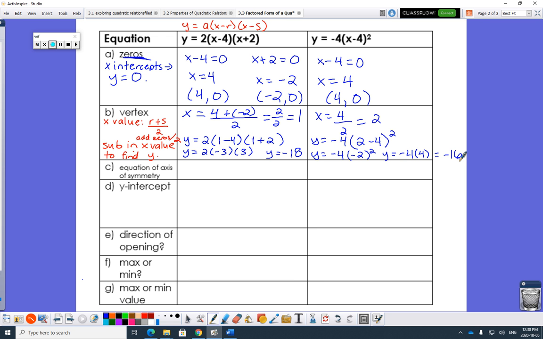So now that we have our vertex, that's what this is, the x value. I don't want to squish it anymore. So that's on the other side, okay? So we just write x equals 1, x equals 2.